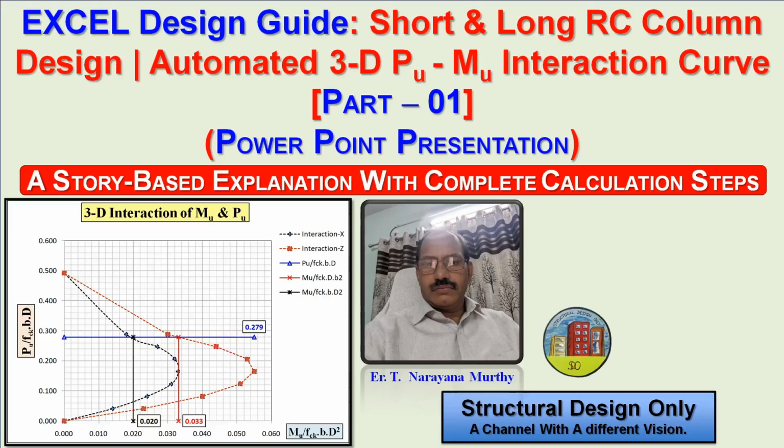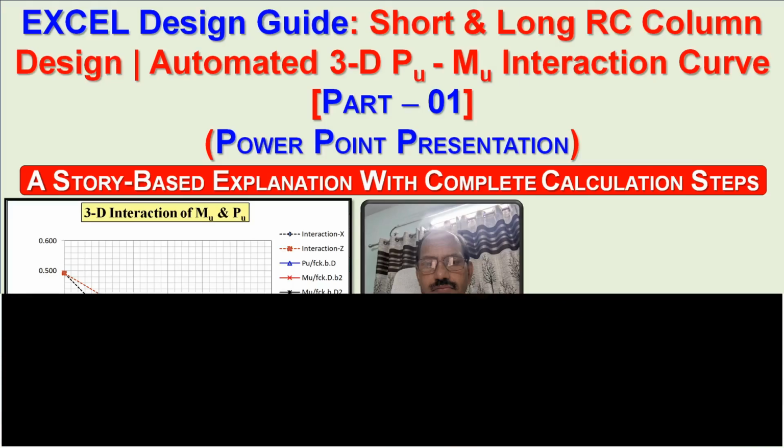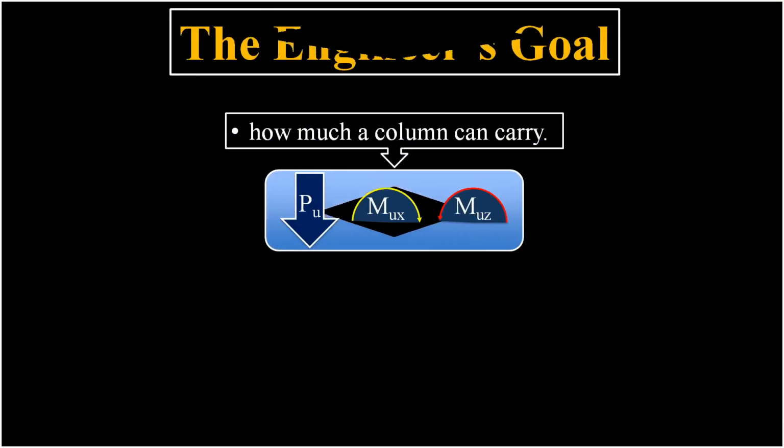Now, let's get started with the design guide. Title of this slide is Engineer's Goal. Now the question is, what is the engineer's goal? The fundamental goal of a structural engineer when designing a column is to answer a single question: how much load can this column safely carry, in the form of axial load and moments?